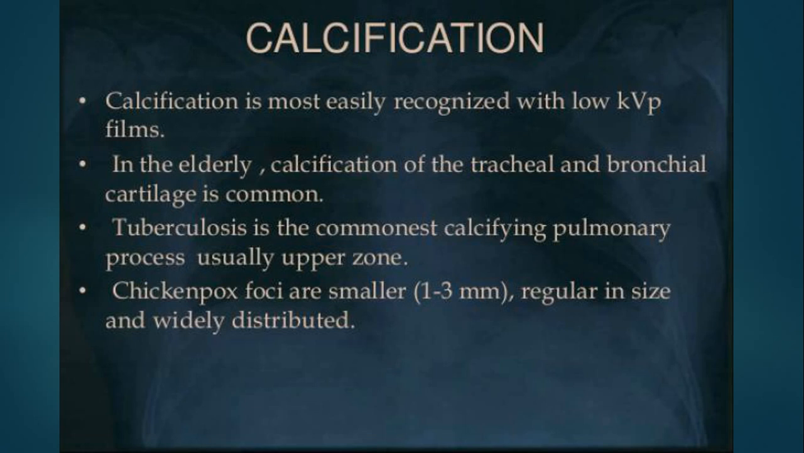These calcifications are 1 to 3 millimeters in diameter each, so they are small calcific foci. They are regular in size and they are widely distributed. Do not mistake these calcifications for miliary TB or miliary metastasis. They are not miliary metastasis or TB because they are calcified. So be careful to distinguish between the tiny nodules of the miliary TB and the tiny calcific foci of chickenpox.